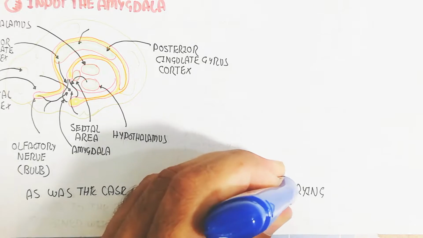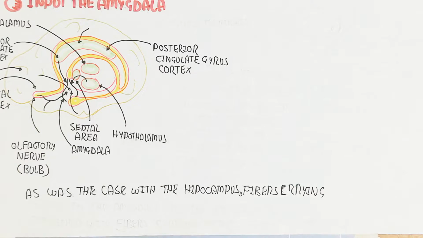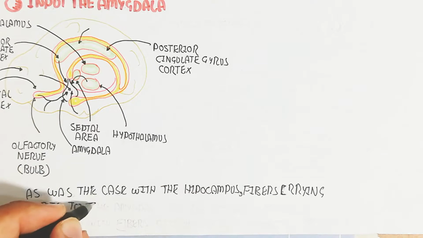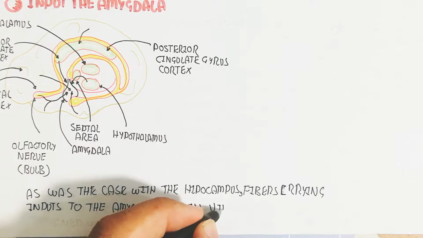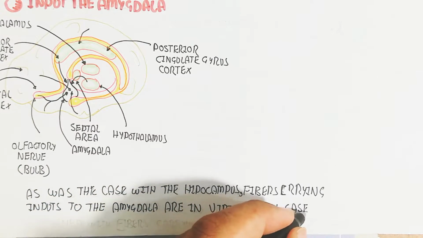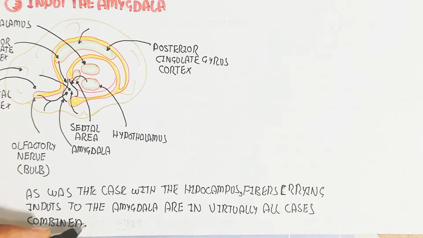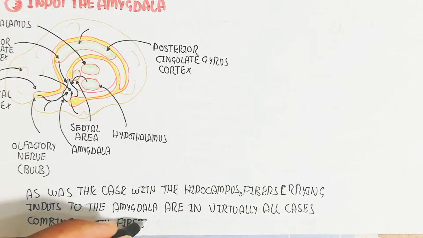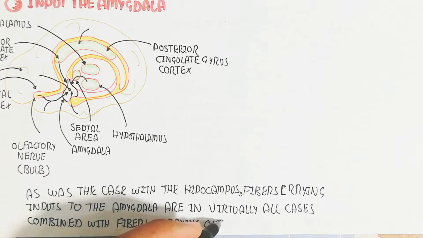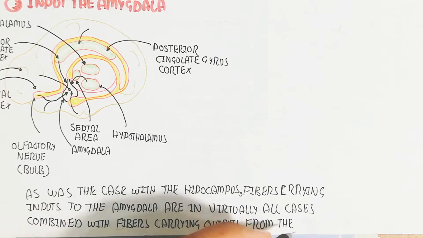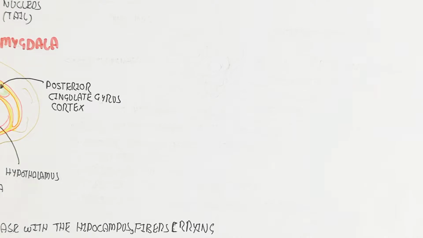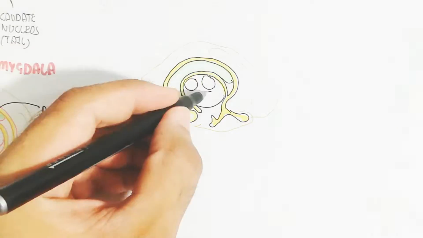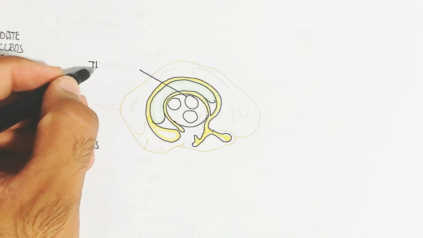Fibers carrying input to the amygdala are in virtually all cases combined with fibers carrying outputs from the amygdala for changing the emotion. So remember, the amygdala will change emotion, like happiness or sadness, on the basis of the situation occurring in the external environment or internal environment, for example pain.